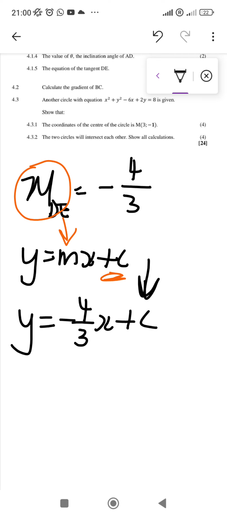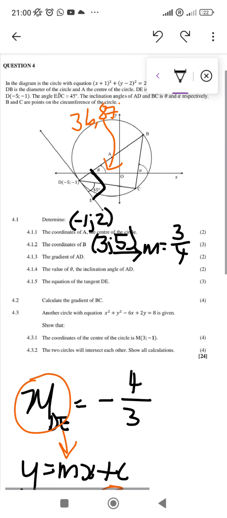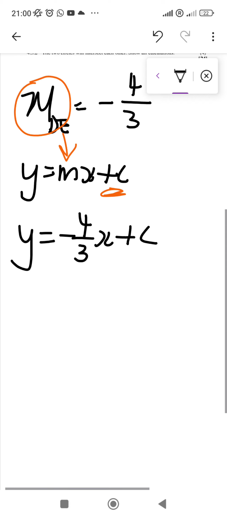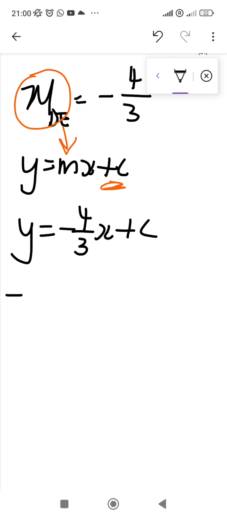y and x, they are variables. If you have one unknown, we know we need one coordinate. So let's look for a coordinate that is on the line that we are trying to find. The coordinate that's on that line is D. So we are going to substitute the (-5; -1) into this equation. This we need to substitute into our equation.